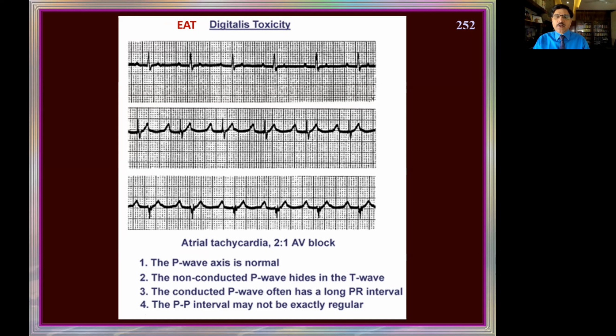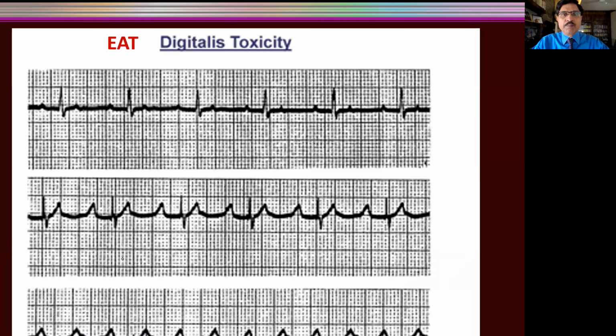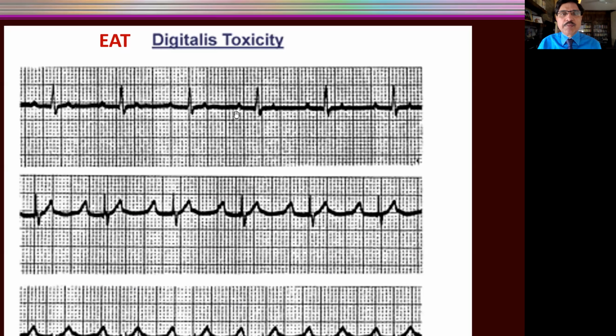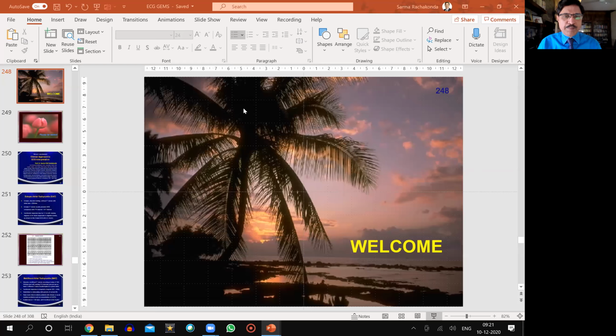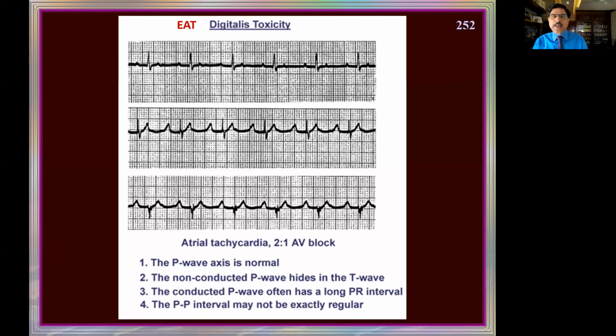A conducted P wave often has a longer PR interval. So if this is a conducted P wave, what is the PR interval? It is definitely more than 0.2 seconds. The conducted P wave has a much larger interval. This is the much longer interval. That also is satisfied. And then you see the PP interval may not be exactly regular.